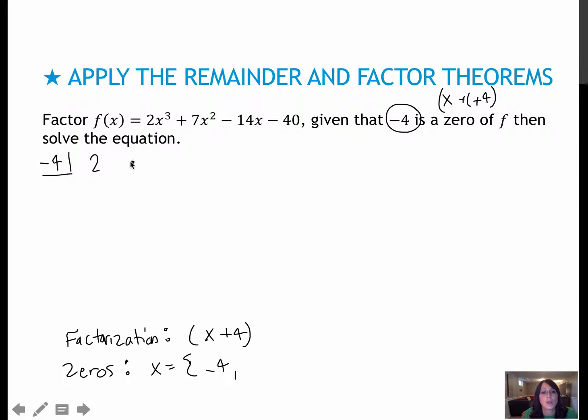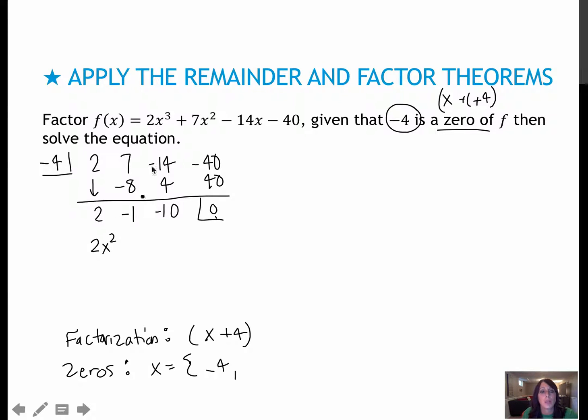This is 2x cubed, 7x squared, minus 14x to the first, minus 40. Don't forget you'd have to use zeros as placeholders if you needed to. Bring down the 2, multiply, add, multiply, add, multiply, add. I should get a remainder of 0 because they already told me it was a factor. That leaves me with 2x squared, again 1 less than that, minus 1x minus 10, it's still equal to 0.